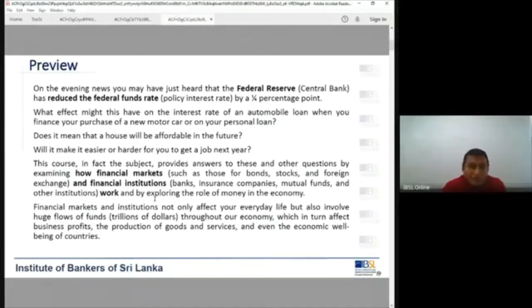This is no different to the Central Bank of Sri Lanka making announcements with respect to the adjustment of the Central Bank of Sri Lanka's policy interest rates. You will see in the press that it is the overnight deposit rate and overnight lending rate in the case of Sri Lanka.